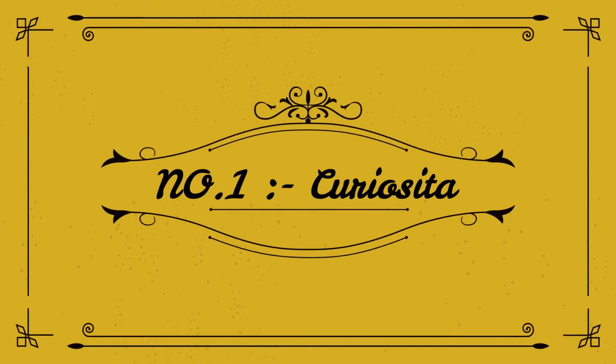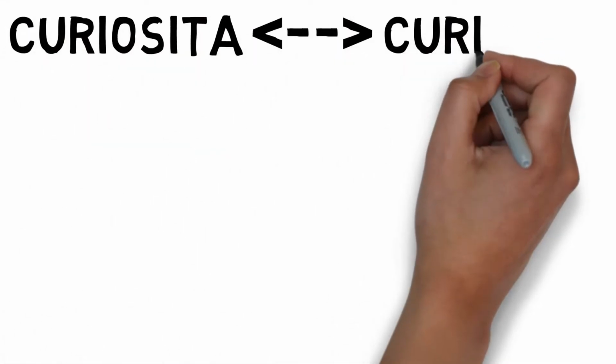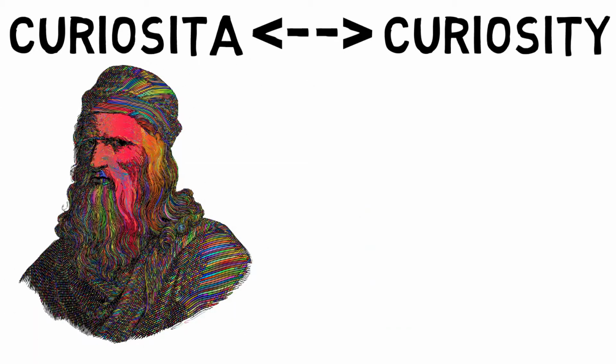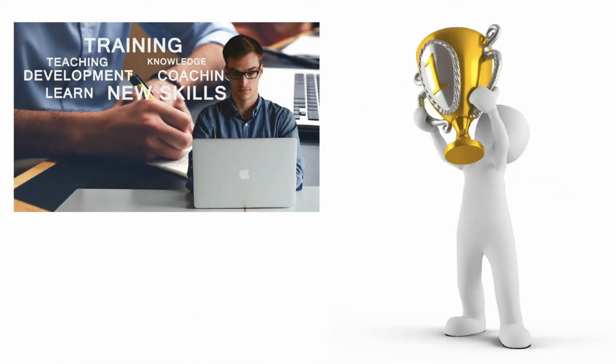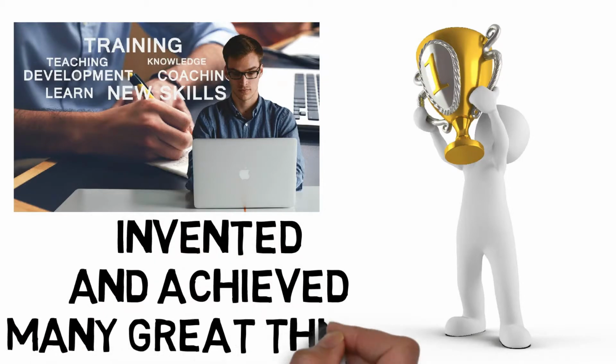Number 1. Curiosita. Curiosita means curiosity. Author says that Leonardo da Vinci was very curious. He was insanely curious. He wanted to learn everything and was always ready to learn new things. And this is the reason he invented and achieved many great things.